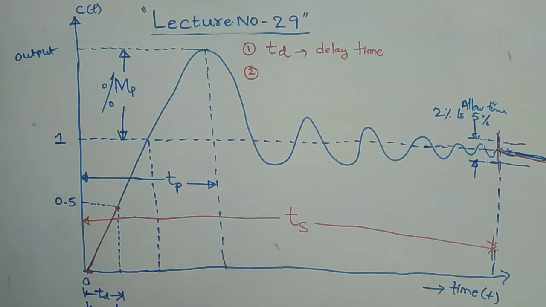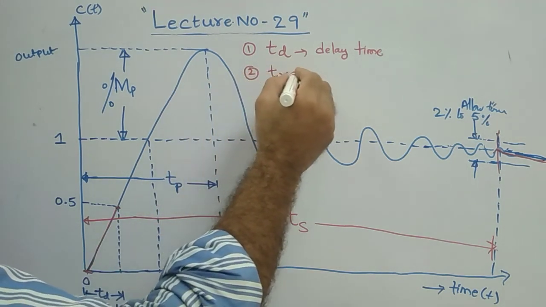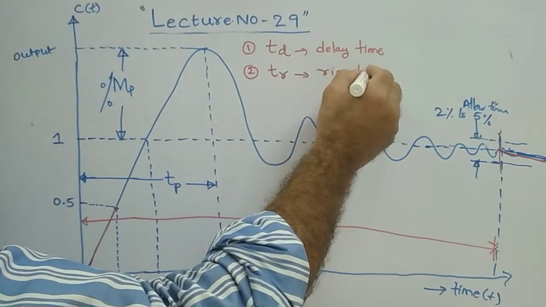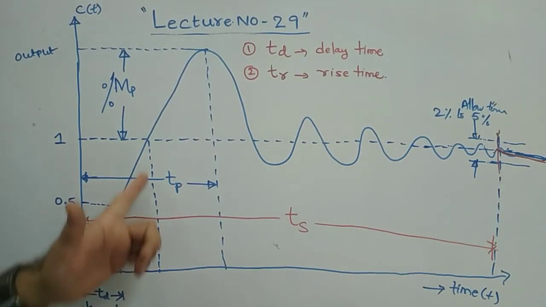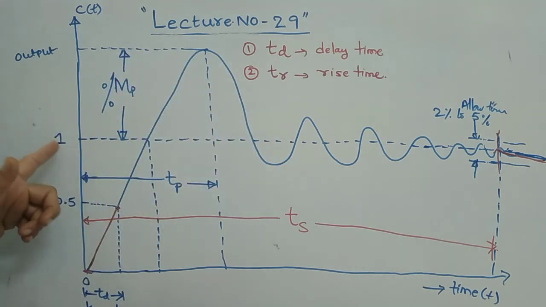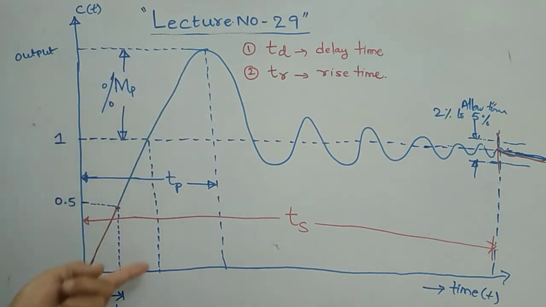And similarly, what is TR? TR is the rise time. What is rise time? Rise time is the time required for the response to reach 100% of its final value. This is called 100% of its final value. Therefore, the time required for the response to reach 100% of its final value is called the rise time.